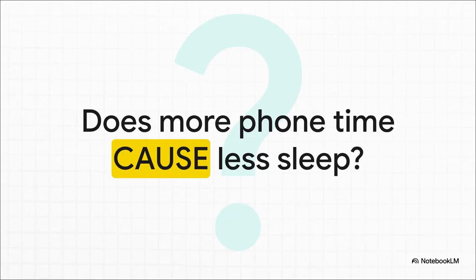So is the phone the bad guy here, literally stealing away their sleep? Or could it be the other way around? Maybe teens who are already having trouble sleeping because of stress, anxiety, whatever, are just grabbing their phones to kill time. See the problem? A correlation just tells you that two things are related, that they're moving together. It doesn't tell you which one is calling the shots.